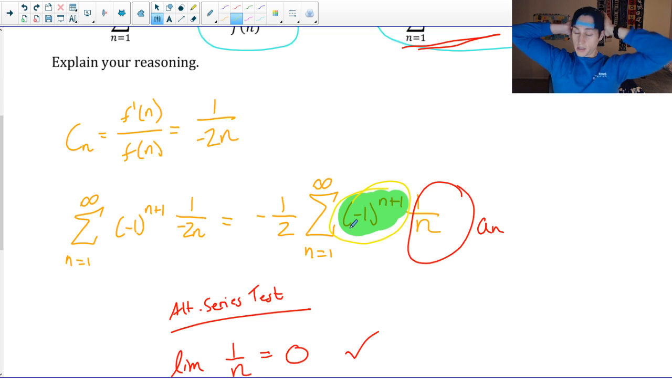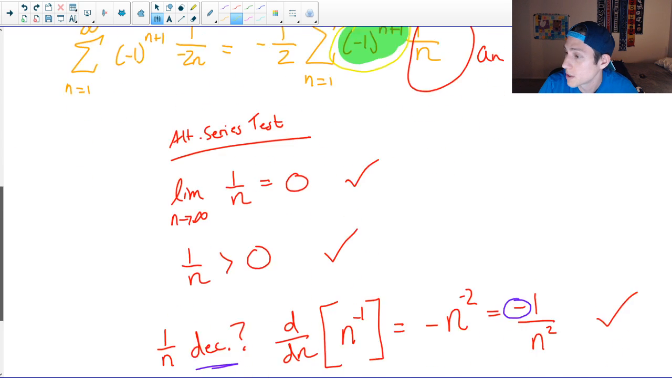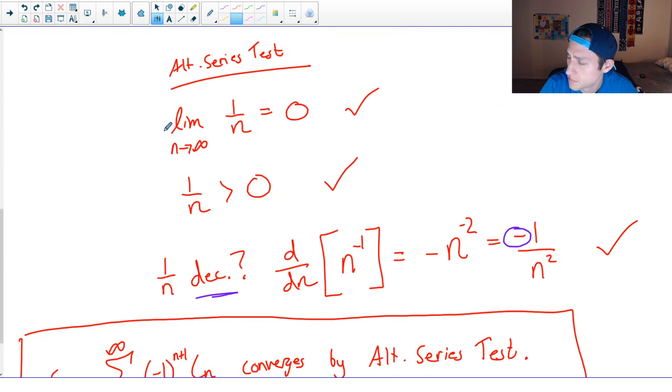Okay, so if we're doing the alternating series test, depending on the expression, we can relatively quickly go through these three checks. Is that limit 0? Is the expression larger than 0? Is the derivative negative, meaning that the sequence is decreasing?